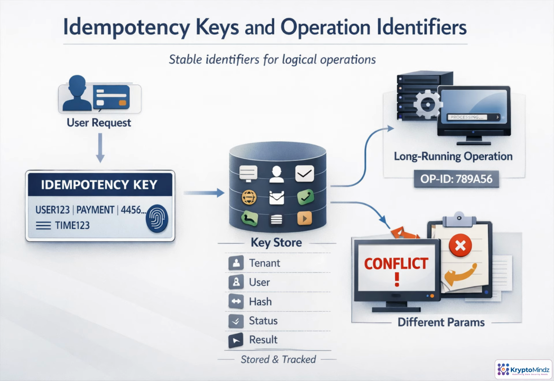Think of an idempotency key as the name of a user's intended operation, not just one HTTP call. When a tool request arrives, the server stores that key with the tenant, user, tool, payload hash, status, result, and expiration. If the client retries with the same key and the same payload, the server can safely replay the stored result instead of running the mutation again. If the payload is different, that is a conflict. For longer work, return an operation identifier so the client can track progress without resubmitting the action.